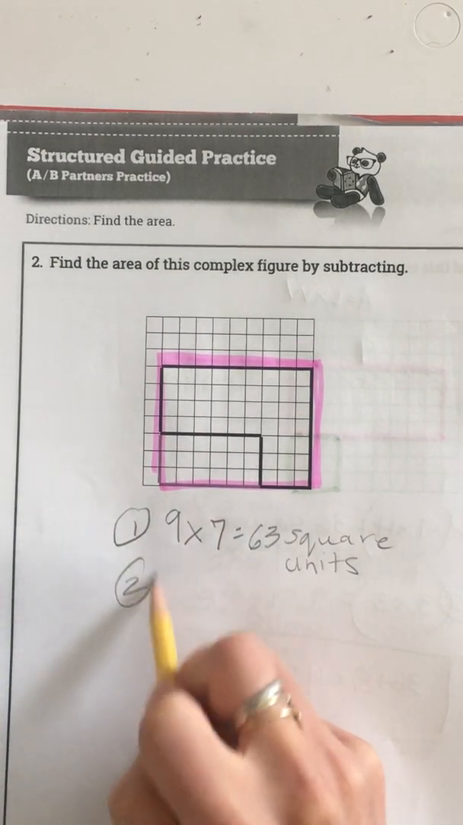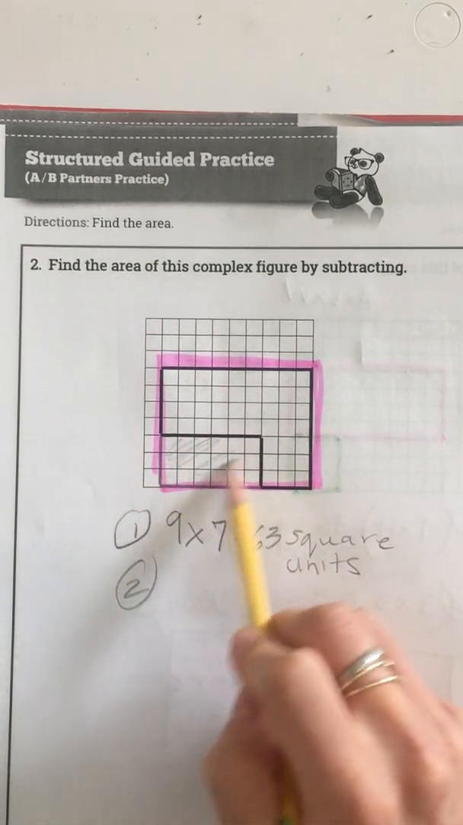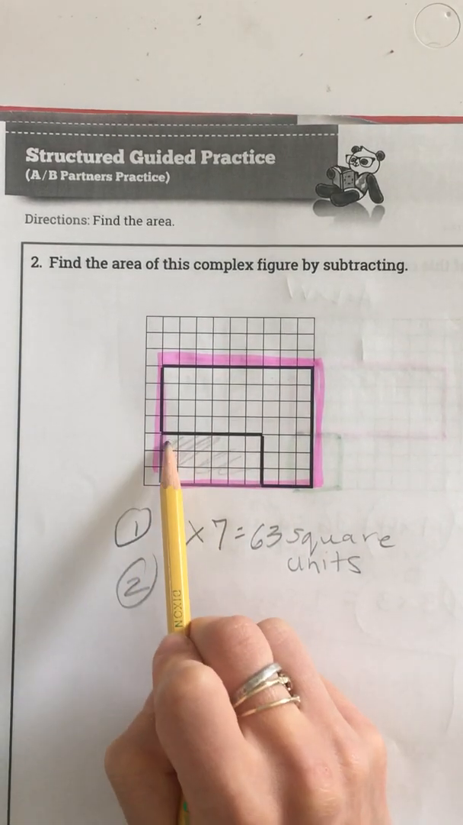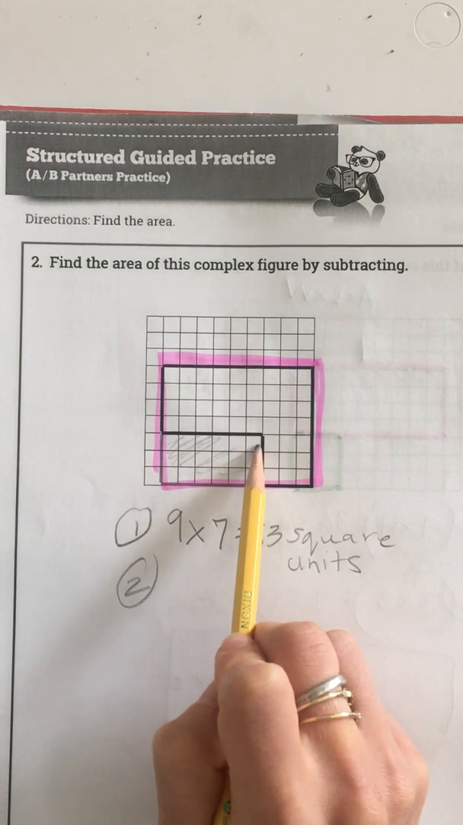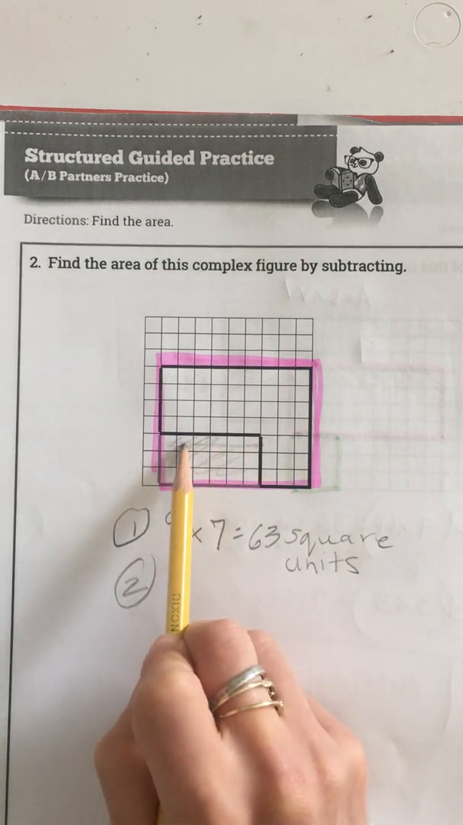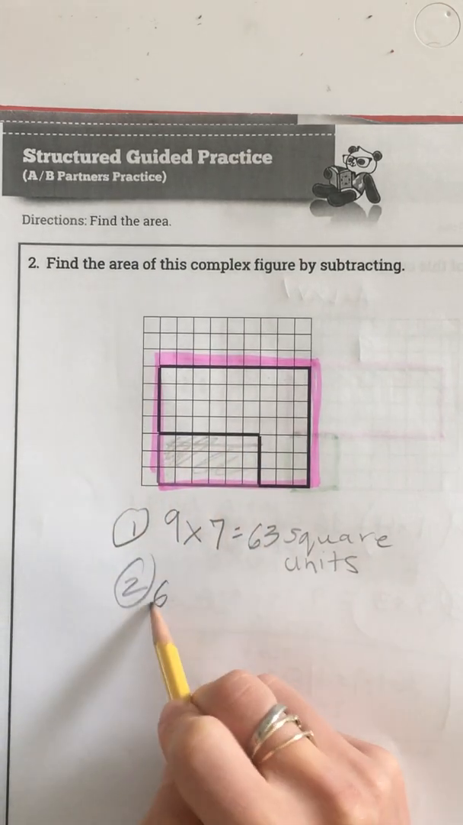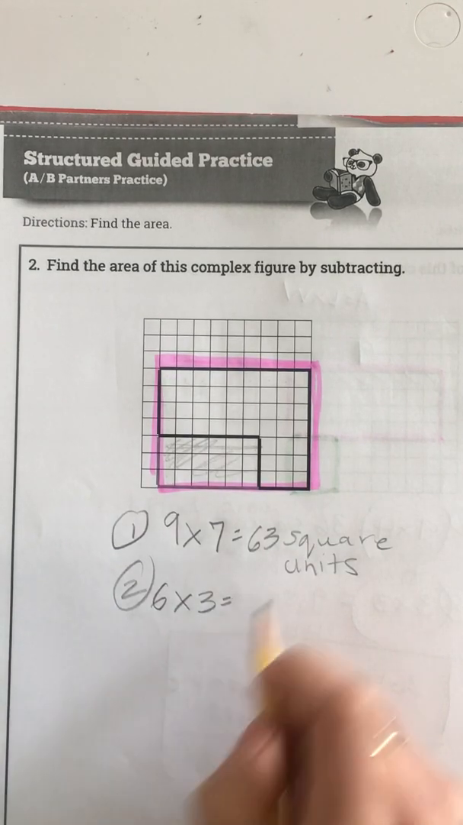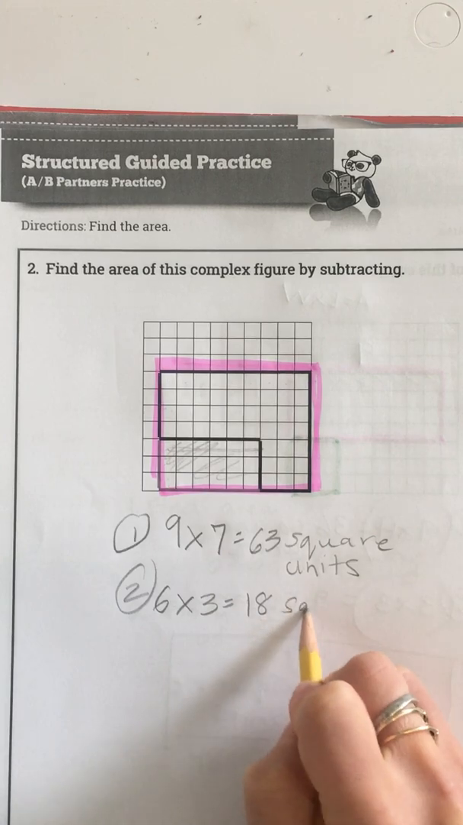My second step is to find this part right here that isn't actually there. So you go ahead and do that on your own. You should have gotten 6. 1, 2, 3, 4, 5, 6 by 3. Okay, think, think, think. In 3, 2, 1, 18 square units.